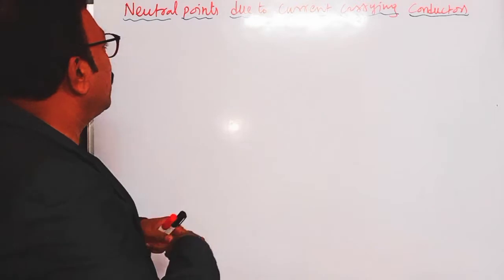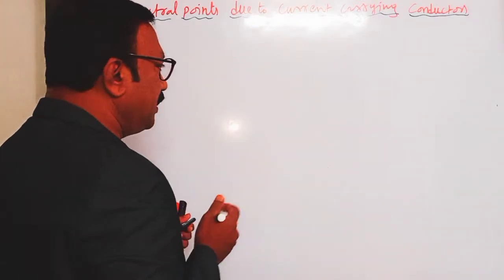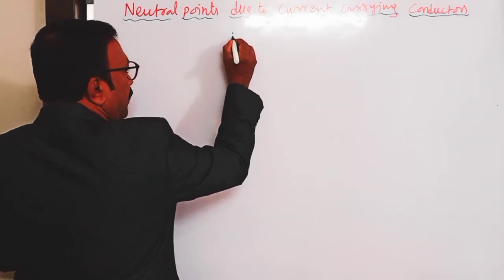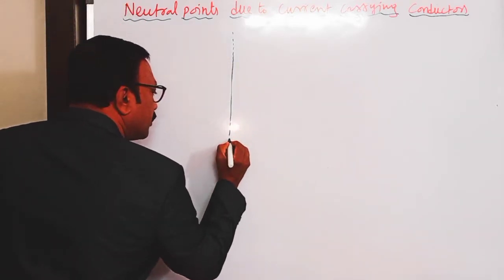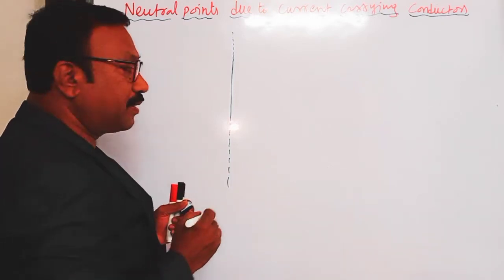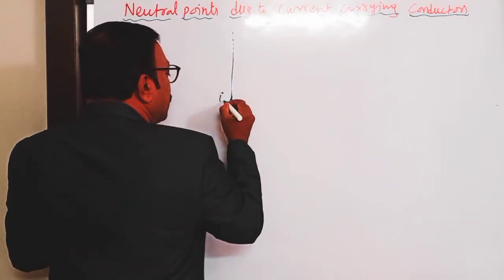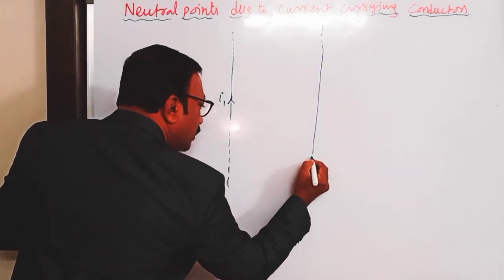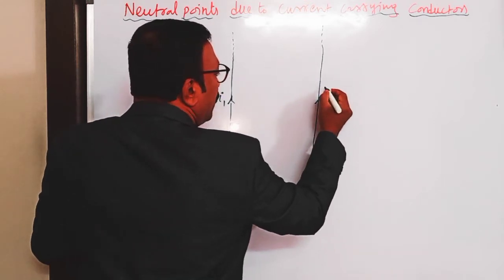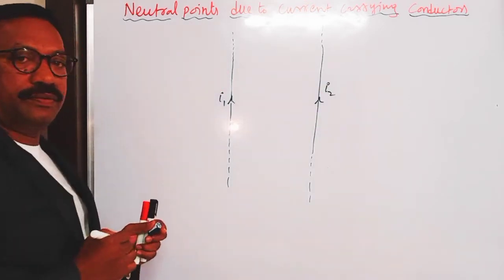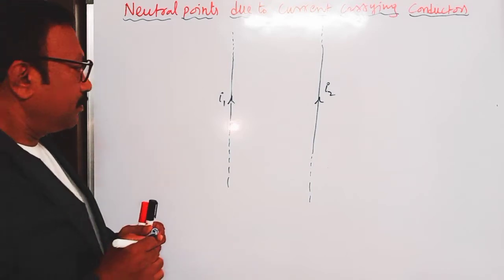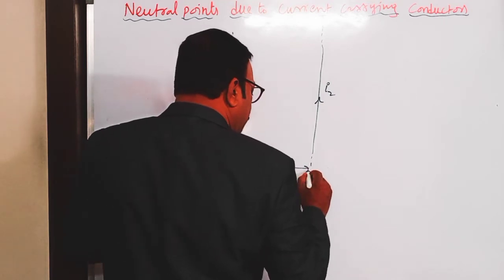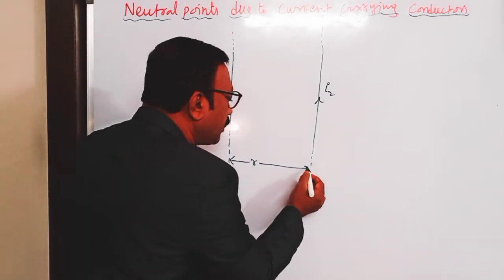So let us consider now two current carrying conductors, infinite long current carrying conductors. So this is one infinite long current carrying conductor, and let the current in this be I1. There is another infinite long current carrying conductor. Let the current in this be I2. So these two are separated by distance r.